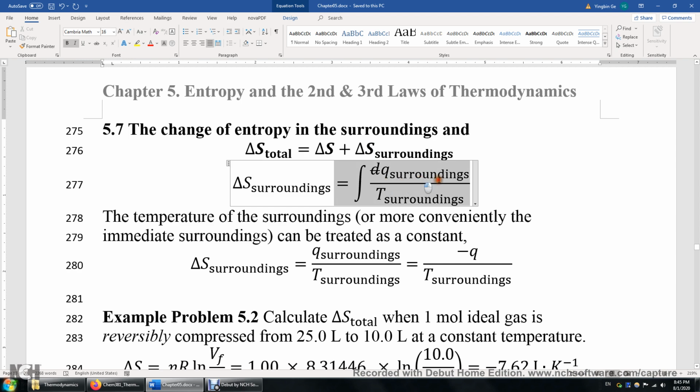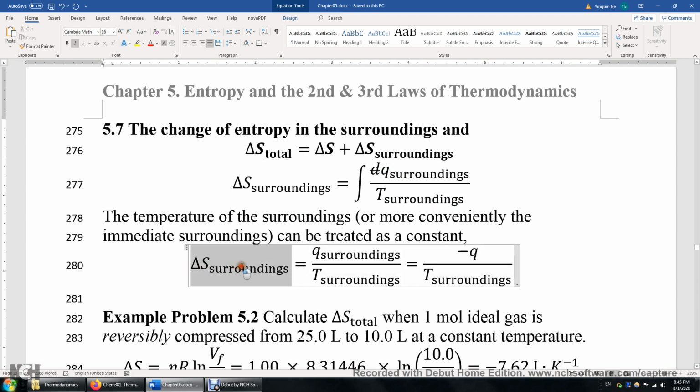Well, we'll just use this equation, the integral of dq surroundings over T surroundings. And remember, when we talk about surroundings, usually we refer to the immediate surroundings of the system, usually just the air surrounding the system. And this T surroundings is often treated as a constant, the ambient temperature. Then we can take this T surroundings out of this integral, and the integral of dq surroundings is simply q surroundings.